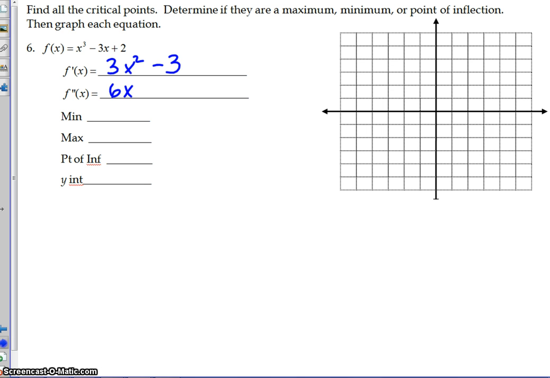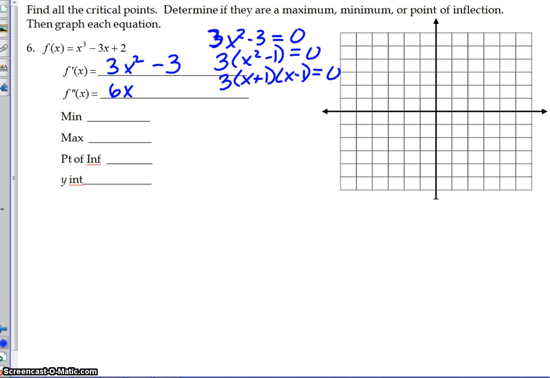Then our steps are: take your first derivative, 3x squared minus 3, and set it equal to 0. Then factor: x squared minus 1 equals 0. And then I have 3 times (x plus 1)(x minus 1) equals 0. So my x possibilities are either positive 1 or negative 1. Now, let's set the second derivative equal to 0. Well, in this case, x would equal 0.